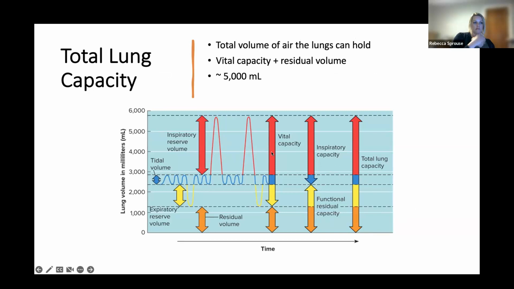So vital capacity is very similar to total lung capacity. However, vital capacity did not take into account the residual volume. Total lung capacity does. So if we add up all four volumes, that is our total lung capacity. How much air can we potentially hold in our lungs at any given time if we wanted to, right? If you wanted to take the deepest breath possible and exhale as much as possible, plus that residual, what's left, how much air can our lungs actually take? And normal is about 5,000 mL.